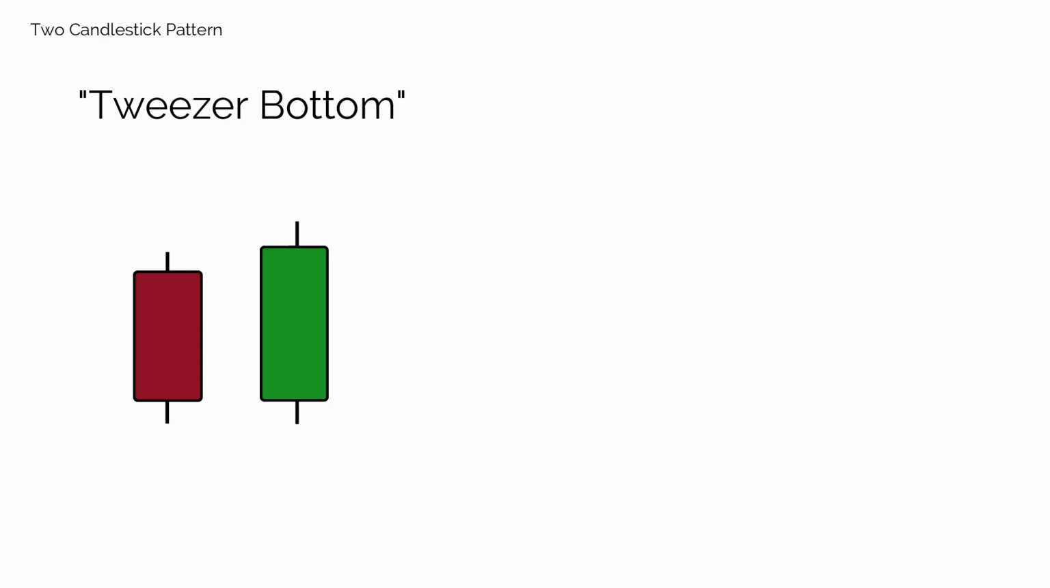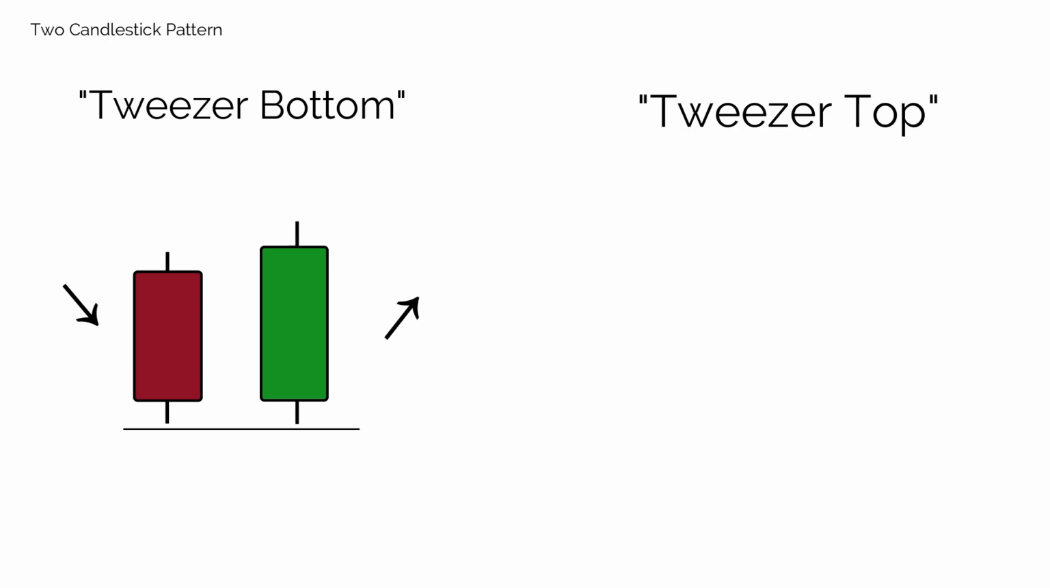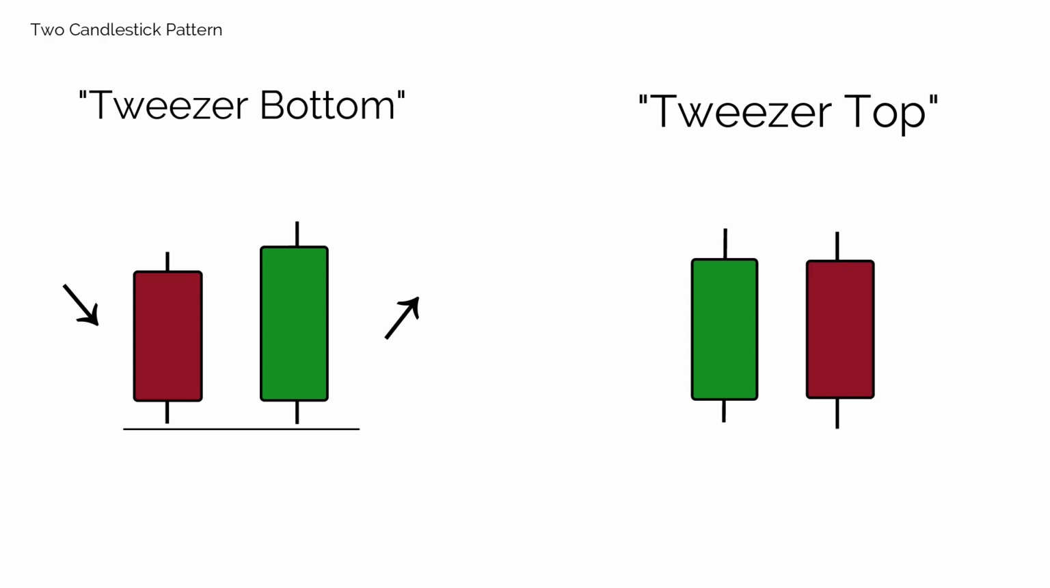Tweezer bottom. Tweezer bottom consists of two candlesticks, the first one being bearish followed by a bullish candlestick, where both the candlesticks make the same low. Tweezer bottom forms at the bottom of the trend and leads to the formation of the trend reversal. Tweezer top consists of two candlesticks, the first one being bullish followed by the bearish candlestick, where both the candlesticks make the same high. Tweezer top forms at the top of the trend and leads to the formation of the trend reversal.